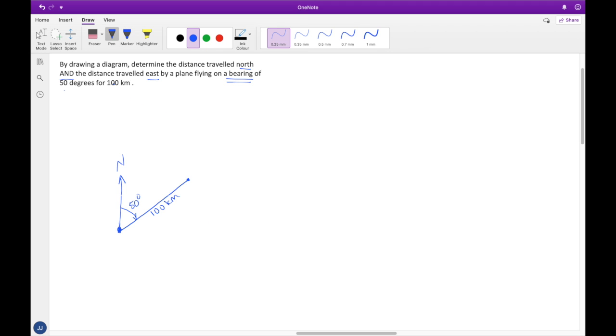So the question is asking, find the distance traveled north and the distance traveled east. Well, we could see here the distance traveled north means this north line here, and the distance traveled east would be this line here, right? So obviously we could see some trigonometry coming into play. We have ourselves a right angle triangle with the north and the east direction.